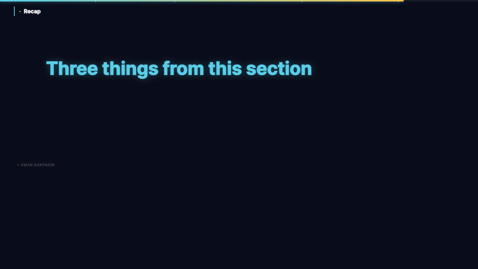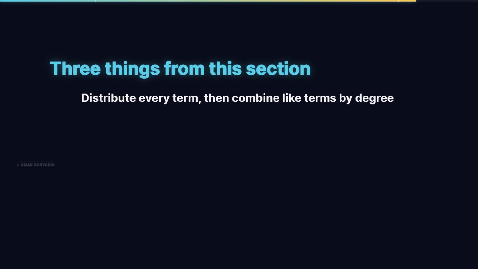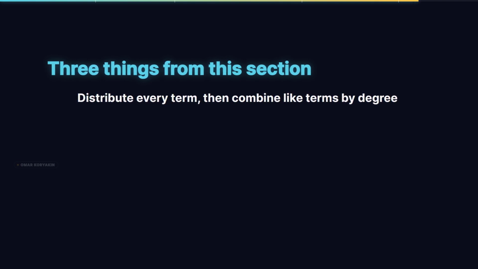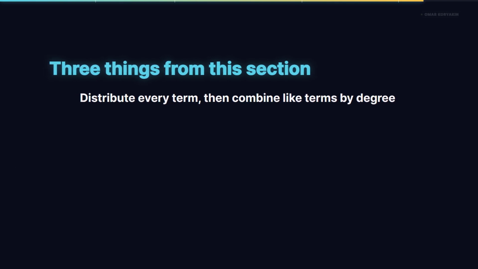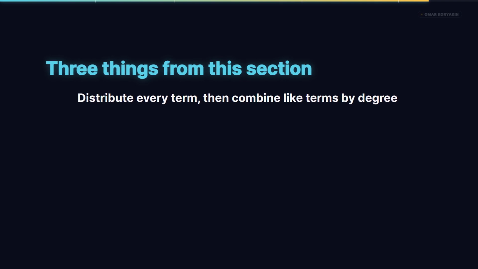3 things to keep from Section 7. They cover the multiplication side, the division side, and the factoring to find roots side of the same algebra. Distribute every term of the first polynomial across every term of the second, line up the products by degree, and combine like terms. That is the entire algorithm for multiplying any two polynomials, no matter how many terms each one has.